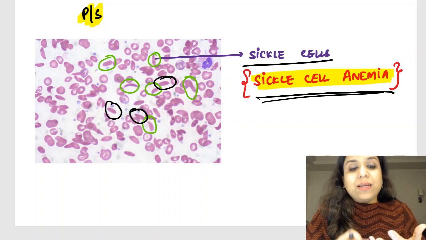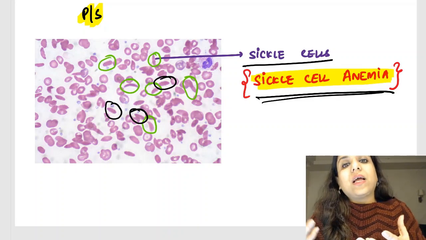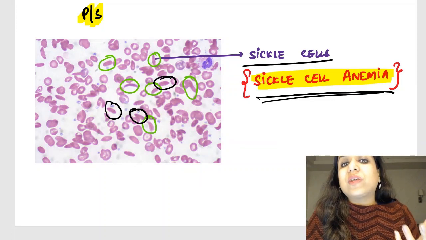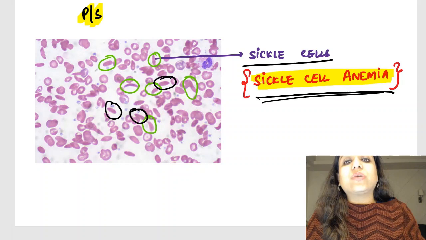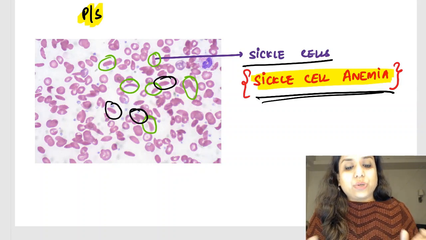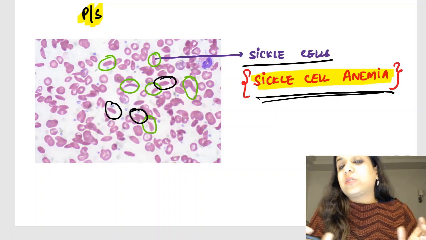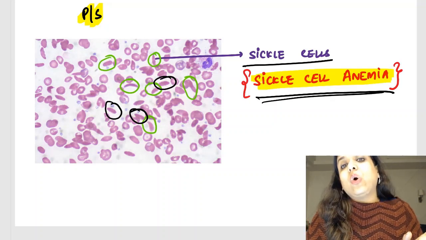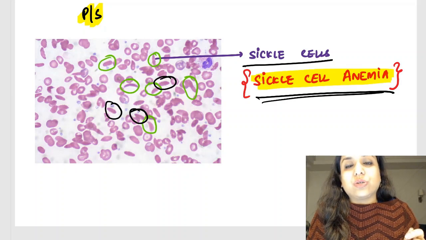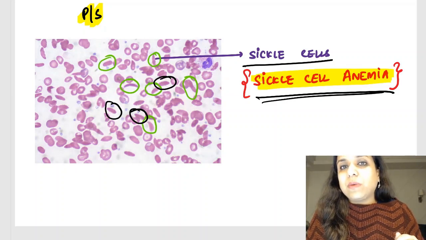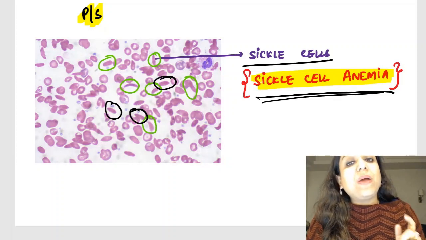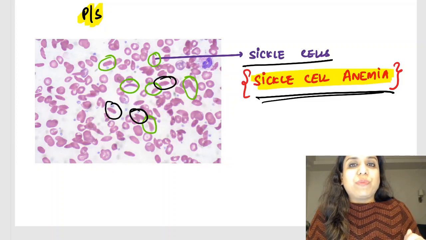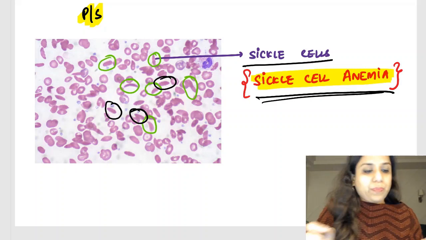with splenomegaly and gallstones, and they can give any history of crisis like bone pains or osteomyelitis, or there is increased risk of infections. And they can give you this peripheral smear and ask you the diagnosis, or very commonly they ask you the pathogenesis of this condition. What is the pathogenesis of sickle cell anemia? Missense point mutation, in which glutamic acid is replaced by valine at the 6th position of the beta chain of hemoglobin. Understood? Okay, next.